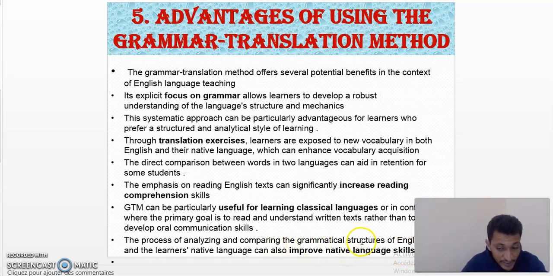Analyzing and comparing the grammatical structure of English and the learners' native language can improve native language skills. Comparison between the grammatical structure of English and their native language improves native language skills. What else? So grammar, vocabulary, comprehension skills, and improvement. So these are some advantages of using the grammar translation method.